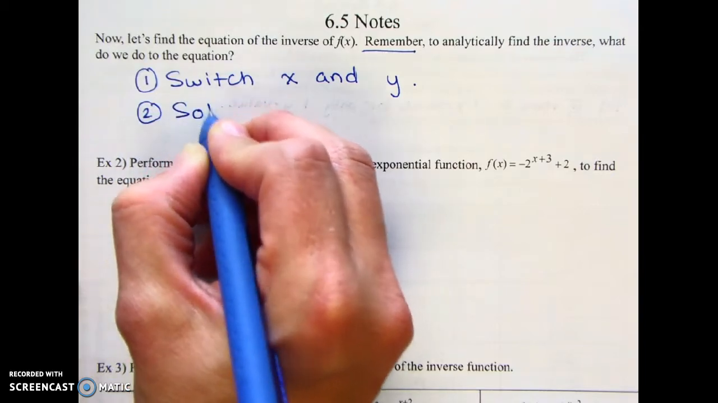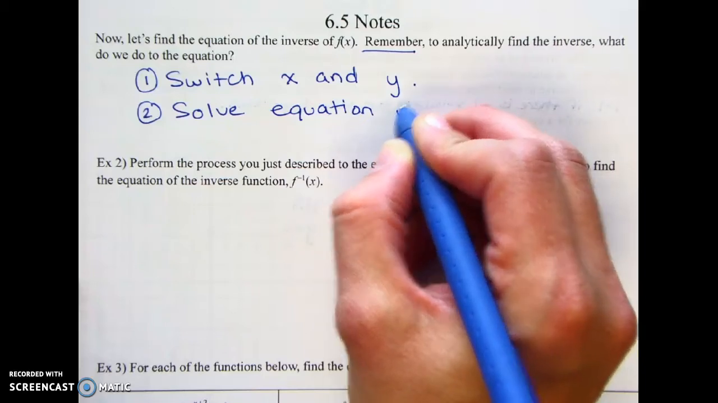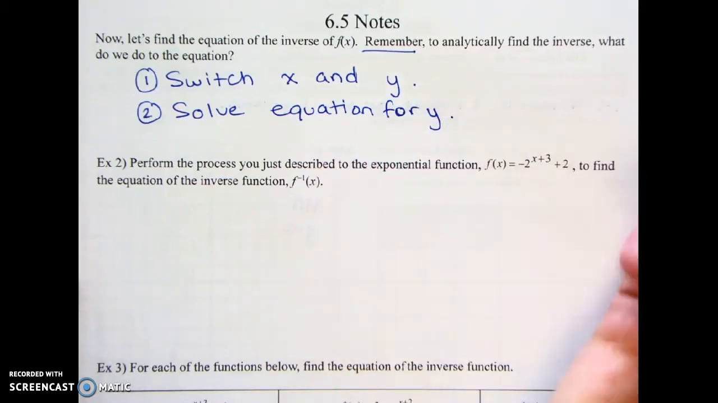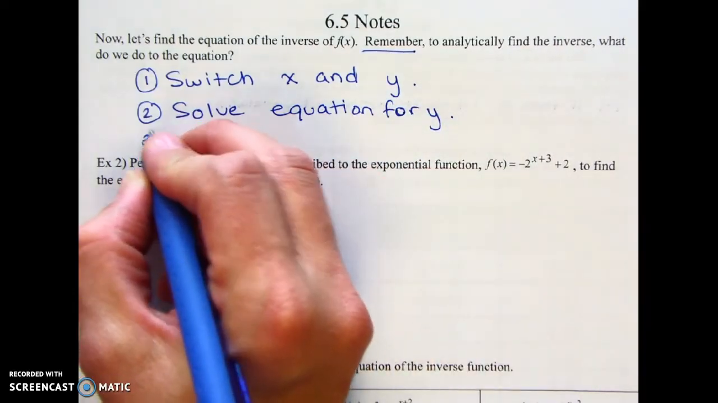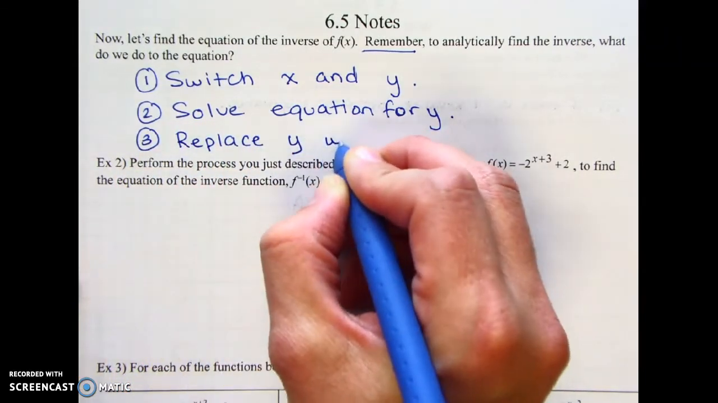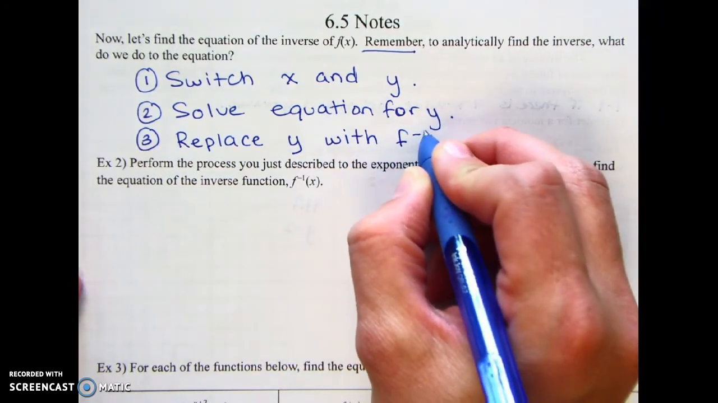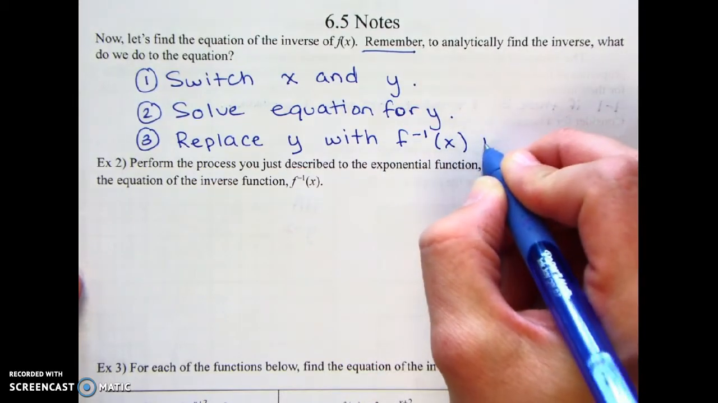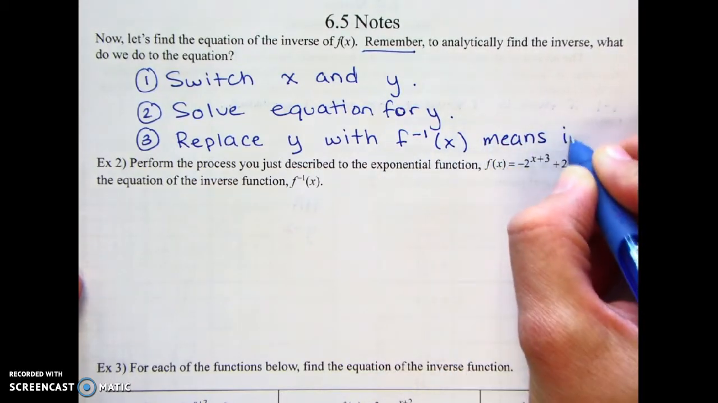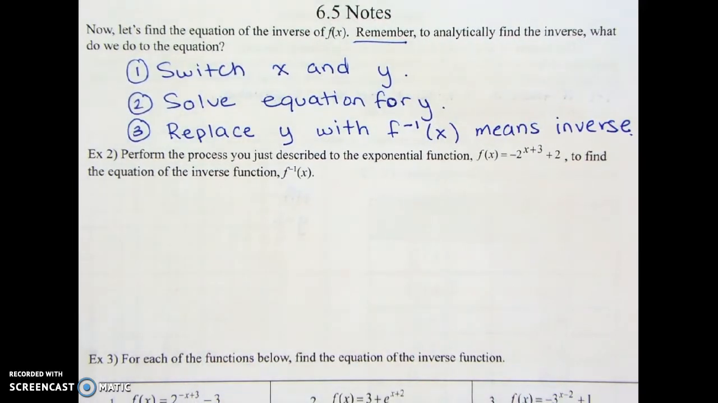After you do that, you solve the equation for y, and then replace y with the notation for inverse. So we're going to replace y with f to the -1, which means inverse. Perform the process you just described to the exponential equation to find the equation of the inverse function f to the -1 of x.